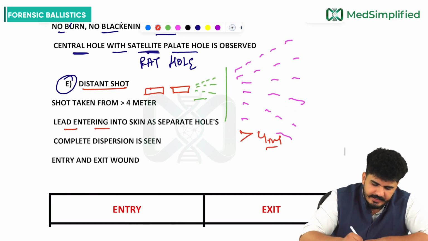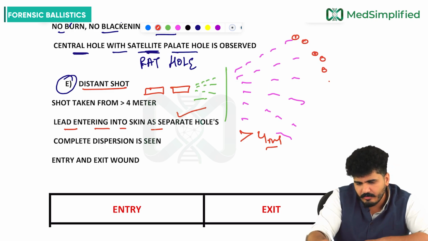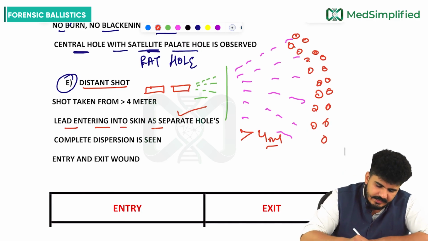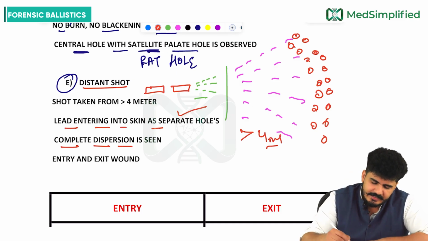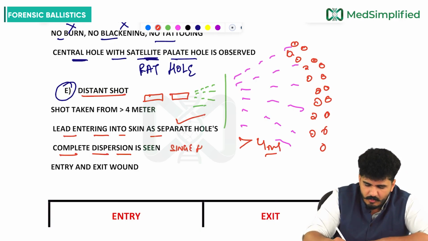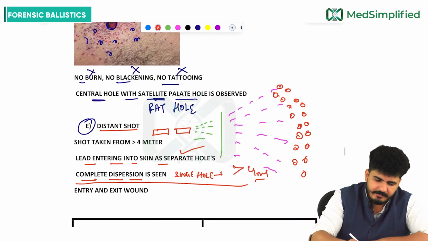So lead enters the skin as separate holes. All the leads are entering the skin as separate holes. Complete dispersion is seen, because there will not be a single hole. Single hole is absent. So this is a complete summary right here.